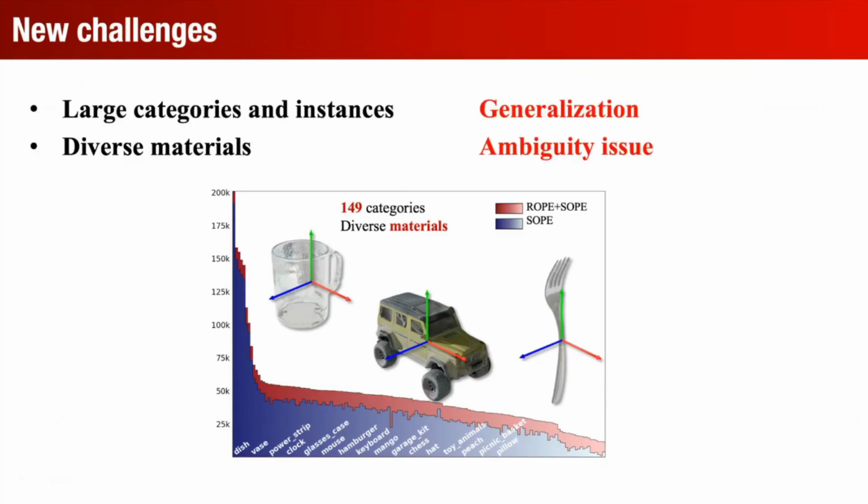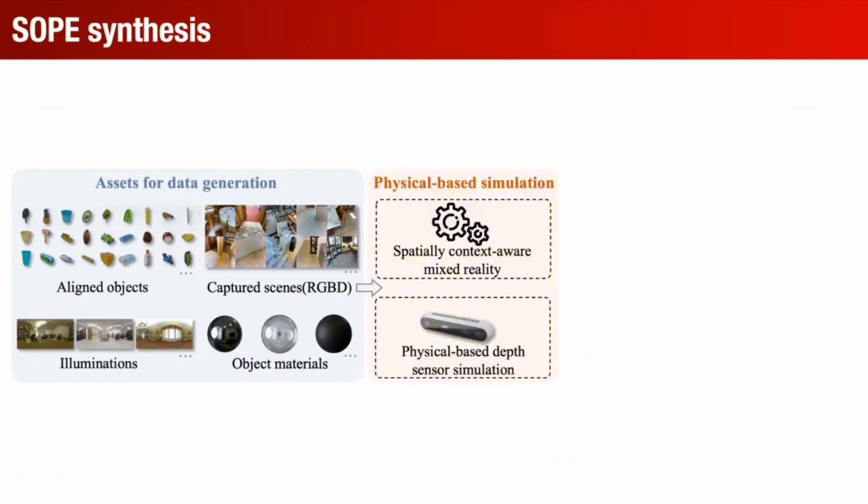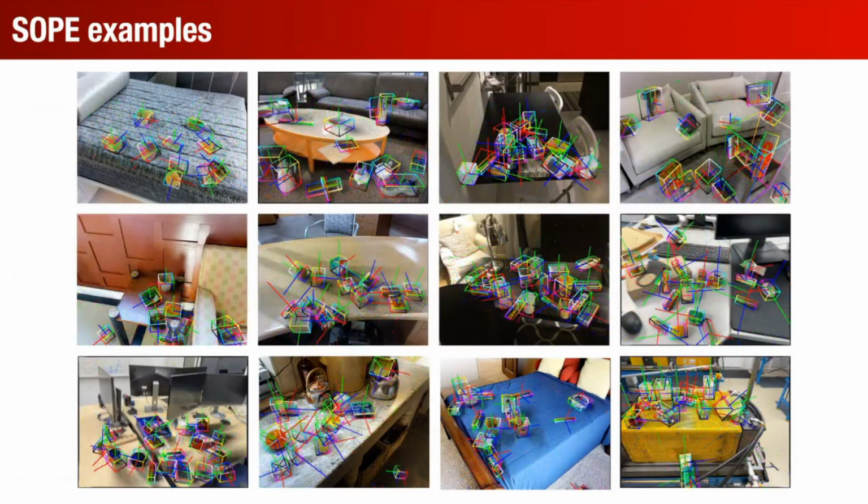To train the network, we generated a large-scale dataset, SOAP, using simulation methods. By employing spatially context-aware mixed reality techniques to generate RGB data, we have reduced the RGB sim-to-real gap. Additionally, by creating depth data through physically based depth sensor simulation, we have minimized the geometry sim-to-real gap. These are some examples of SOAP, demonstrating the realism of our generated dataset.